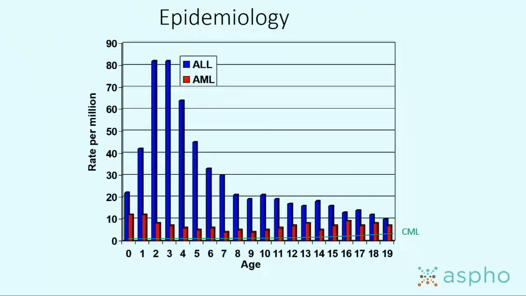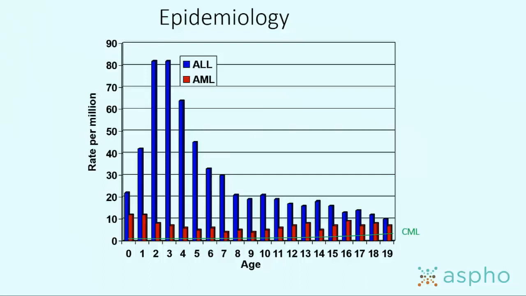AML is different. It has 2 peaks, and it's actually a real peak. In I believe it was the last COG AML study, 25% of the cases were under 2 years of age. So there's a real peak in the young age group of AML in children between the ages of birth and 2 years. Then the incidence goes down, and then you begin to see an increase in incidence later in adolescence.